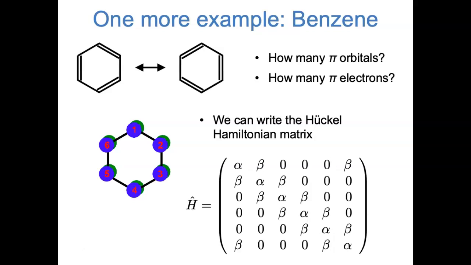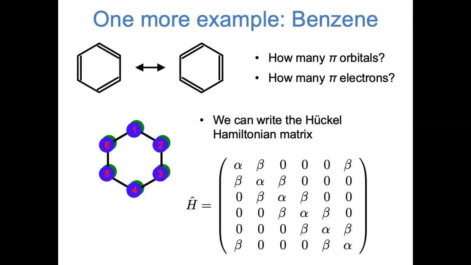Notice first of all that along the diagonal from top left to bottom right, the entries are always going to be alpha. Those are the Coulomb integrals representing the atomic orbital energy of each of the 6 atomic orbitals. And then off the diagonal, all of the entries consist of betas and zeros. Those are the resonance integrals.